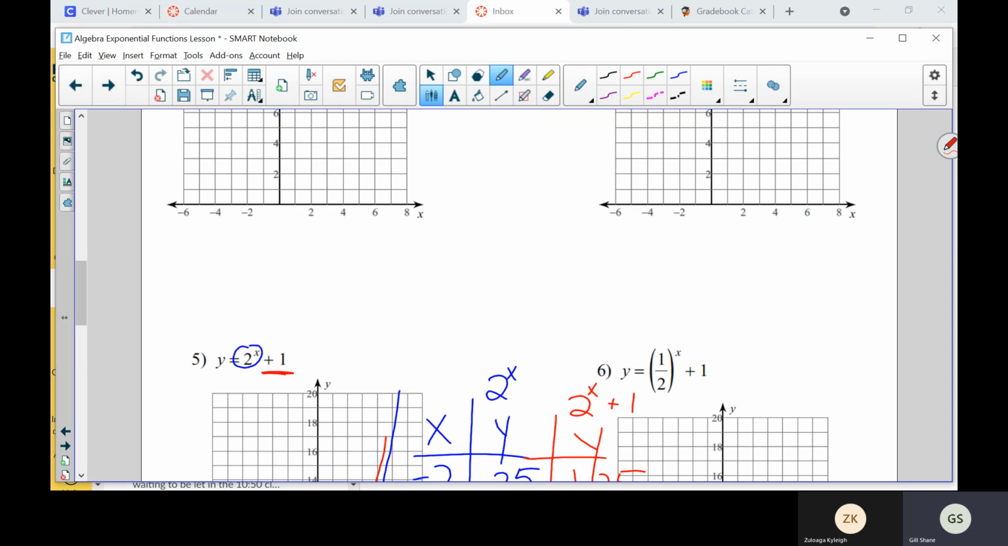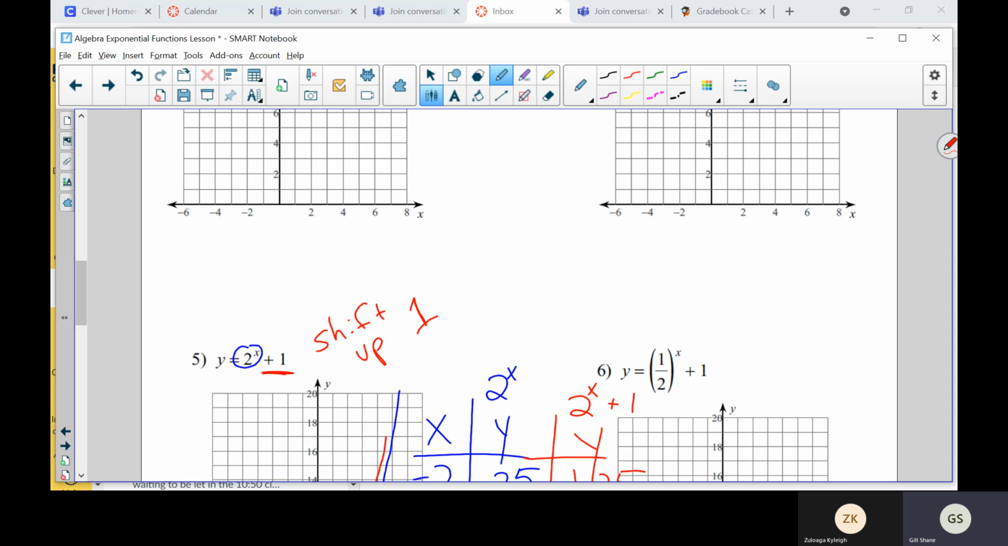So here's 5. Now in 5, we're adding 1 to the whole answer. Like this would be the answer, 2 to the x. We're then adding 1 on top of that. Well, that means we shift it up. When we add 1 to the whole original function, that's a shift up of 1. So we're not adding just to the exponent, we're adding to the end of it.